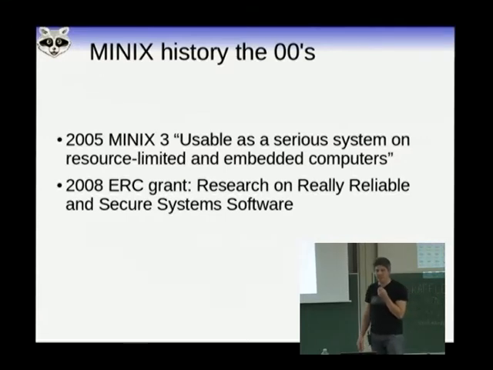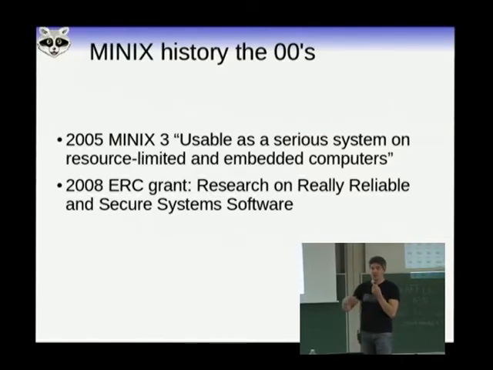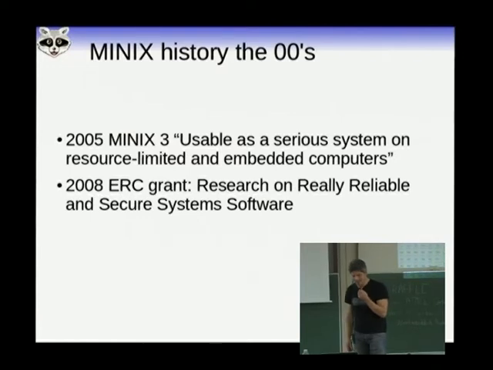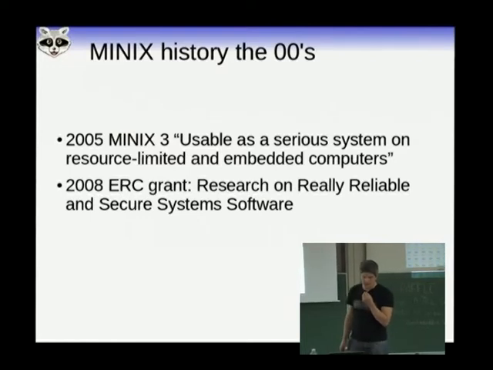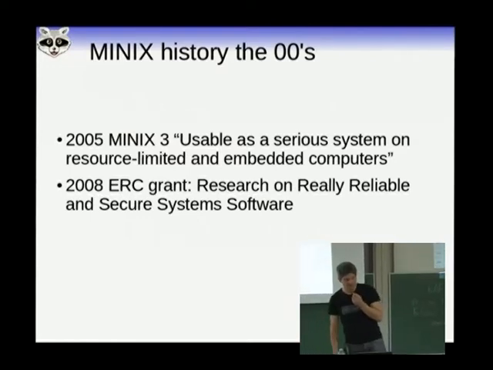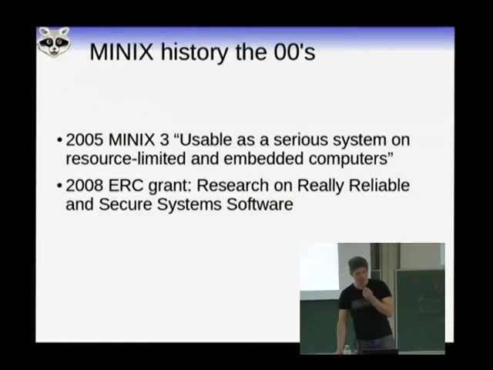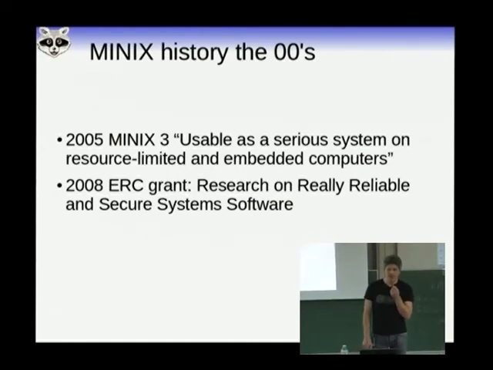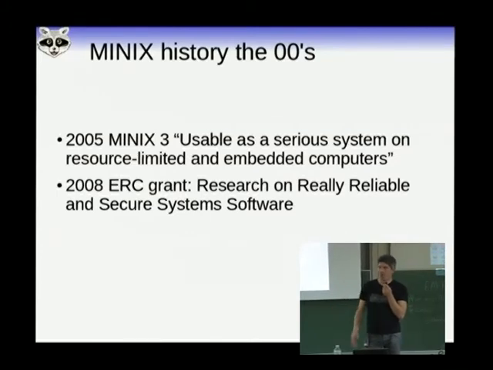And then 2008 came, and the European Research Council, an institute that donates money to do research for the good, I think, awarded a grant of €2.5 million to do research on really reliable and secure system software. And a lot of the development I'm going to talk about now applies from that era, I would say.